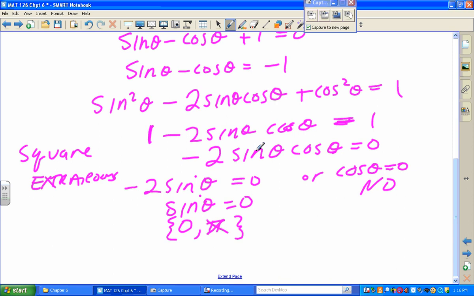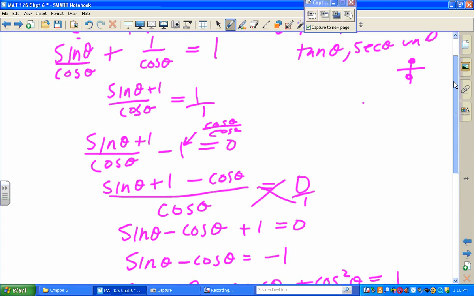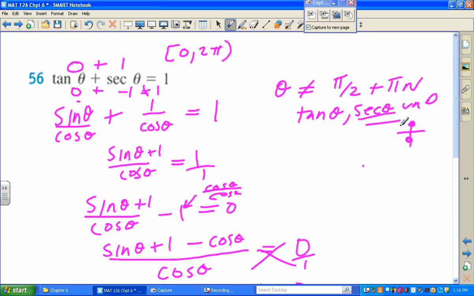That was a whopper. I told you it was hard. Because if cosine theta equals 0, that makes secant undefined, because secant is 1 over cosine. Okay?